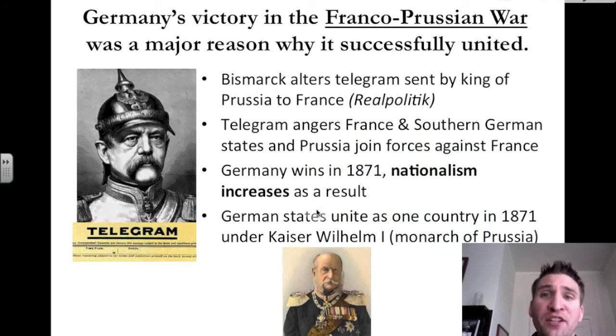So, what does Otto von Bismarck do? He is sneaky. He alters a telegram that was sent by the King of Prussia to France using realpolitik, and the telegram angers France so much that they declare war, and the southern German states and Prussia join forces against France once it attacks. Germany wins in 1871, they defeat the French, and nationalism increases as a result. The Prussian state and the southern German states realize they can band together. This is what starts unification.